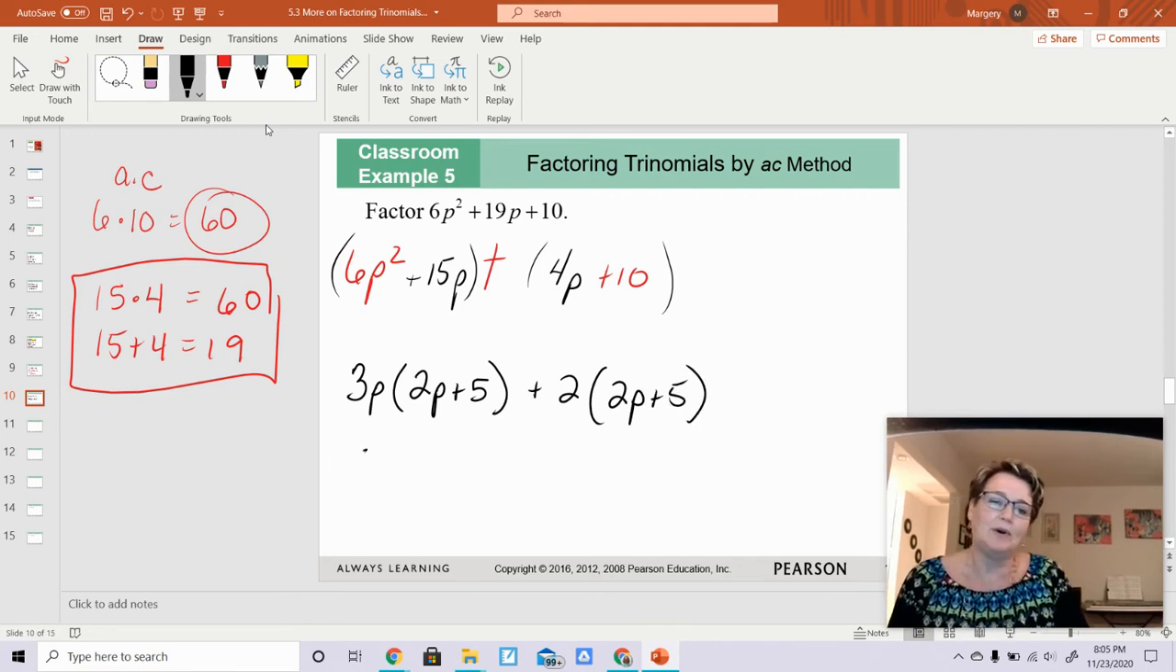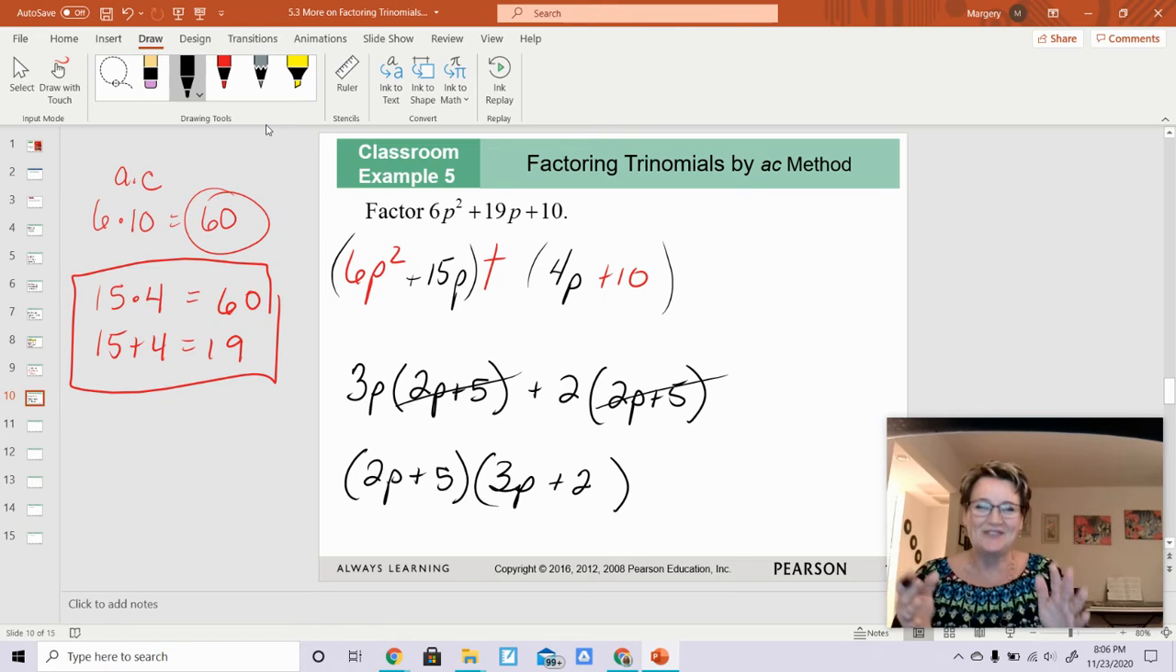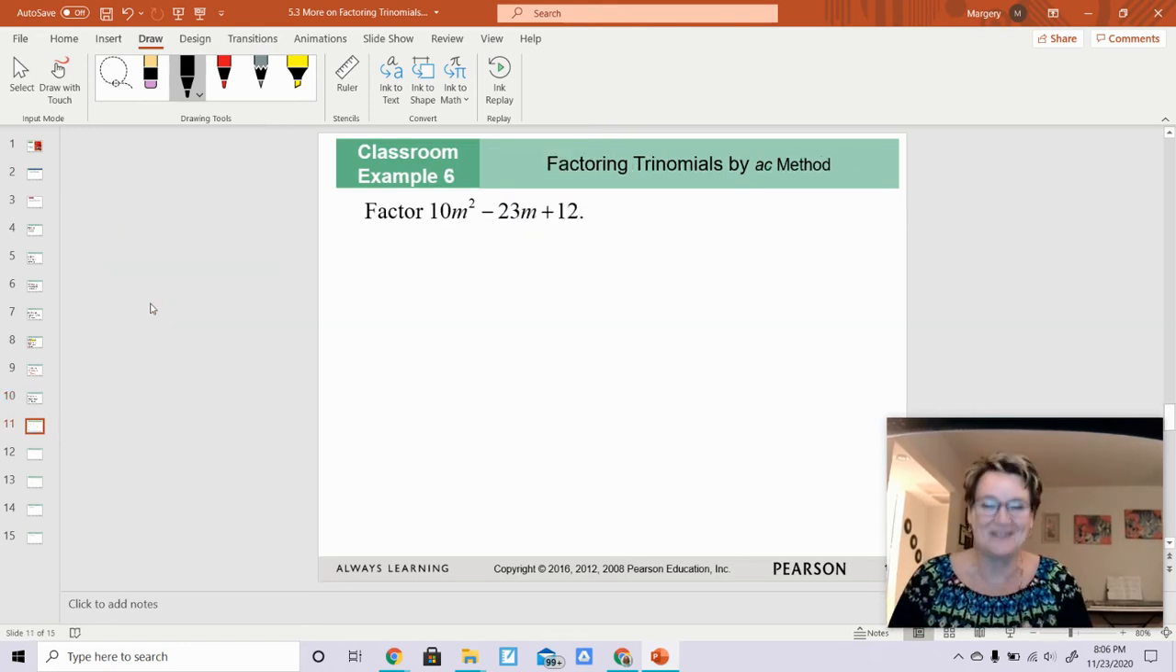Now, these two both share a 2p plus 5, so you're going to factor that out. When you factor this out, you're left with 3p. When you factor this out, you're left with a positive 2. We just factored it. We're going to move on. I'm going to try to get done with all of this in one time period.